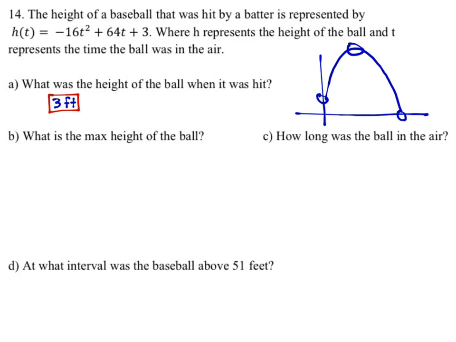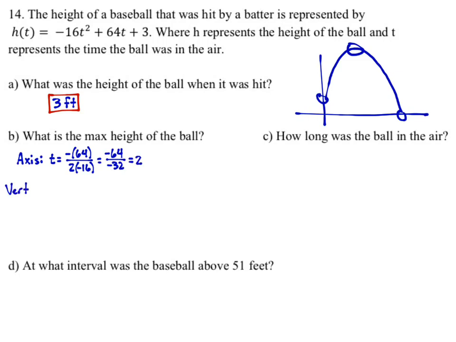Part B, it says, what is the maximum height of the ball? Well, where's the maximum height? The maximum height is up here. What's that? That's the vertex. So you just got to find the vertex here. So we'll find the axis of symmetry. So x equals negative b over 2a. And then we're going to simplify that. So we end up with t equals 2.